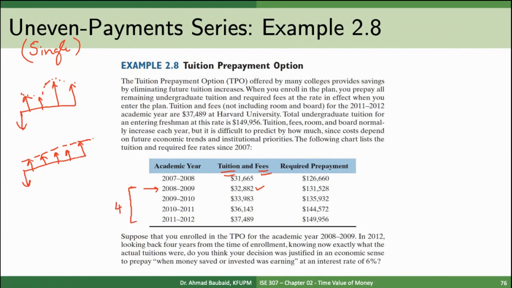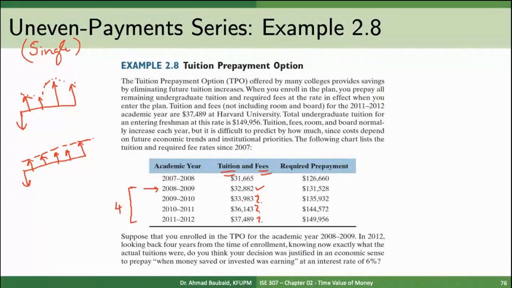So if you join in 2008, you're going to pay this amount in year 1 or year 0, I guess, depending on how you count it. Then this amount in year 1, this amount in year 2, and this amount in year 3, right? So if you start from 0, that's 4 years. But you don't know it in advance when you were given the option, right? You don't know these 3 values. So these are question marks.